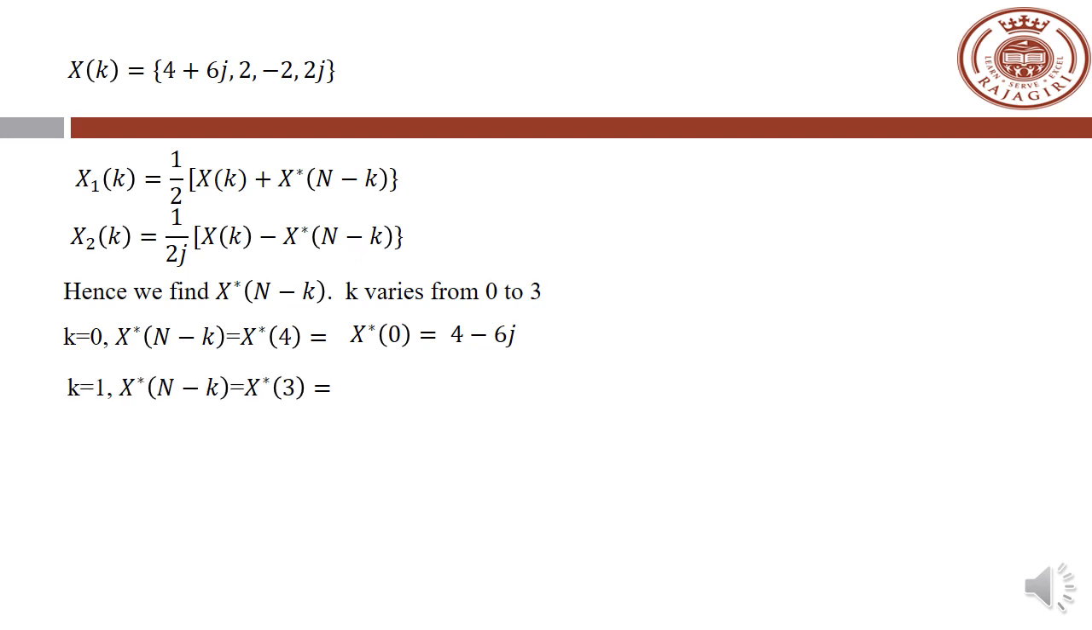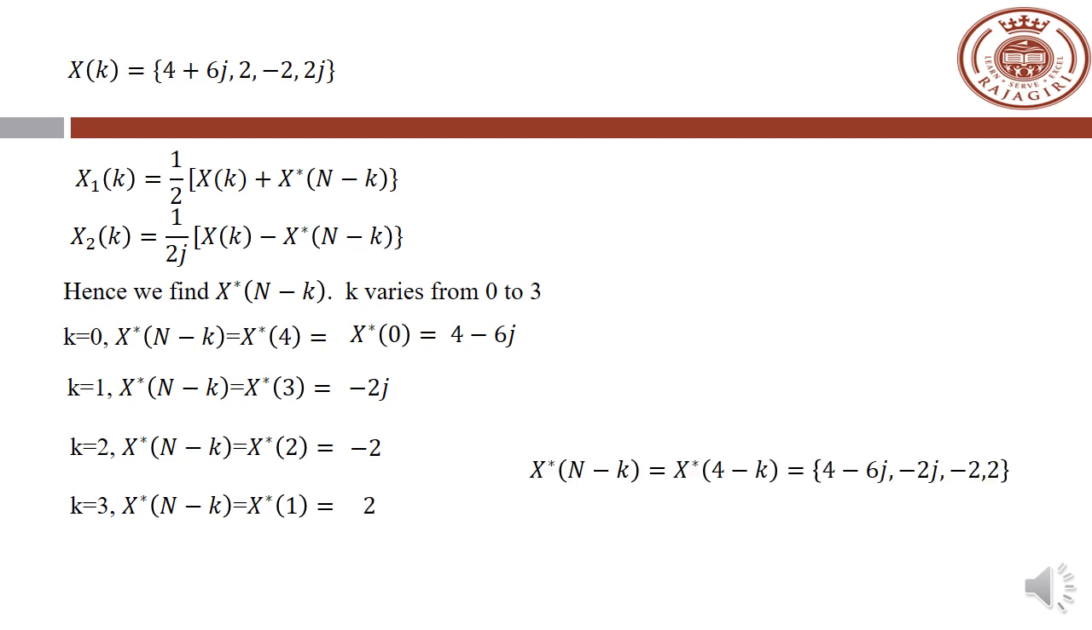Similarly, when k is equal to 1, we get x conjugate of n minus k as x conjugate of 3, which is equal to minus 2j. When k is equal to 2, we get x conjugate of 2, which is minus 2, and when k is equal to 3, we get x conjugate of 1, which is 2. Hence, we have found the terms x conjugate of n minus k.